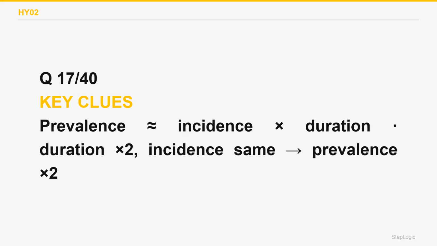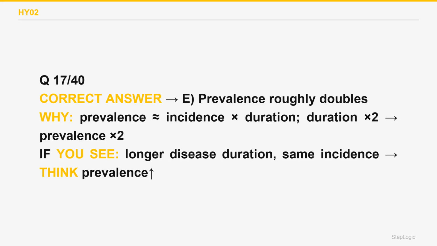If a therapy doubles the duration patients live with the disease while incidence is unchanged, prevalence roughly doubles as patients accumulate. Prolonging life without curing swells the pool of people living with the disease. The correct answer is E. Saying prevalence is unchanged ignores that a longer duration lets cases pile up, which is exactly what raises prevalence.